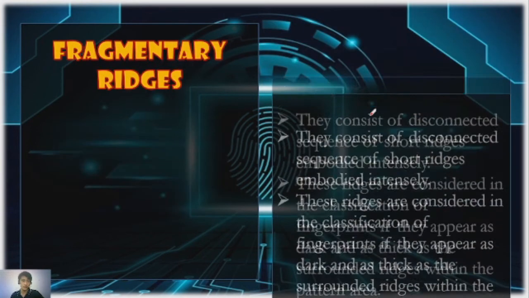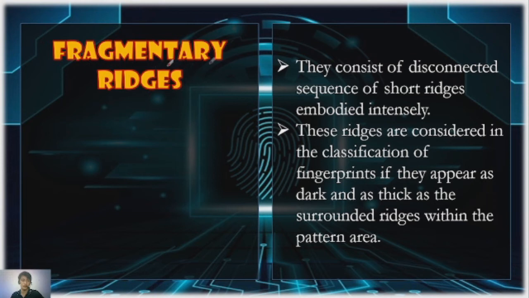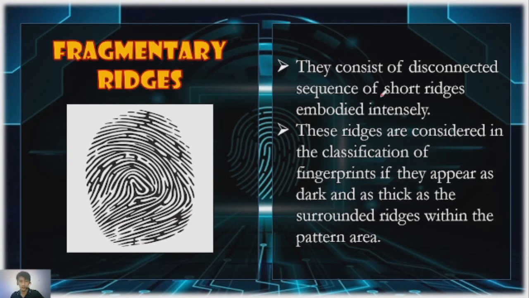And next in here are the fragmentary ridges. By the word fragmentary, it means it's like a broken line, or a disconnected sequence of short ridges embodied intensely. Take note that they appear dark and as thick as the surrounding ridges. Because if it has the same thickness as the surrounding ridges, then we can say that it is a fragmentary ridge. As you can see in here, there are some fragmentary ridges.